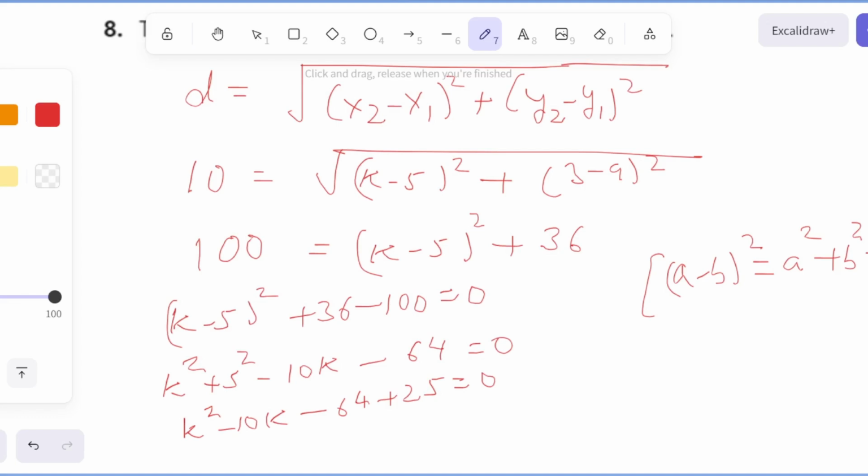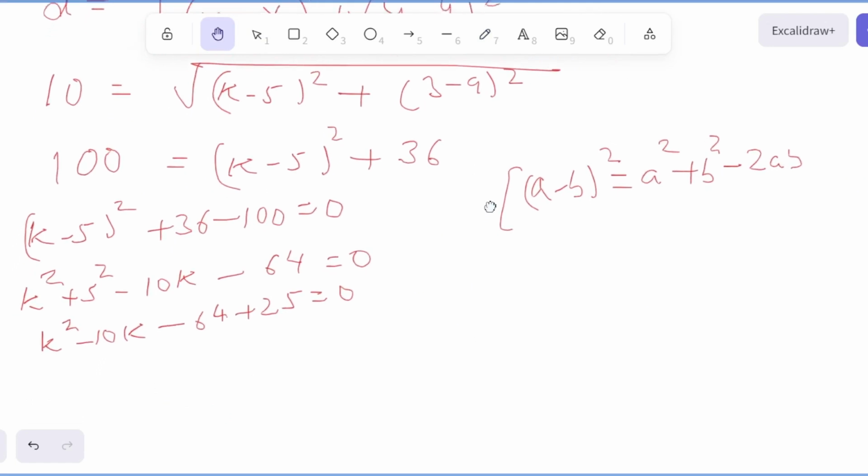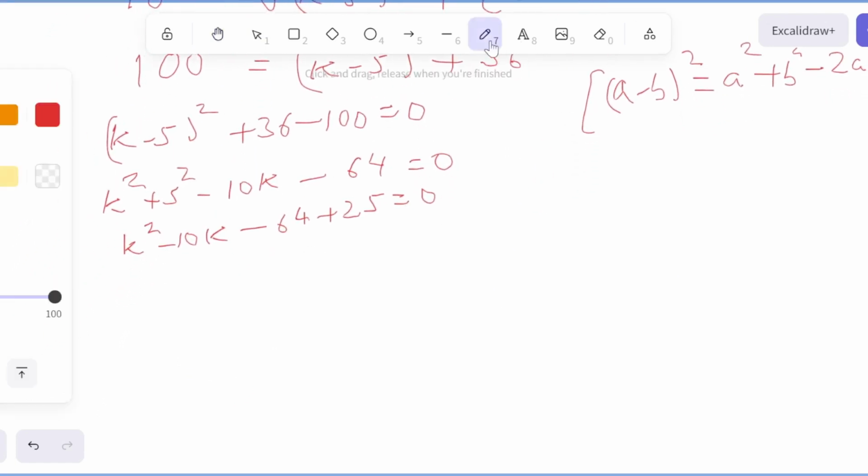Let me take it a little up, or this side is fine. So what will this become? 64 minus 25, how much? 14 minus 5 is 9 and 5 minus 2 is 3. So this becomes k² − 10k − 39 = 0.